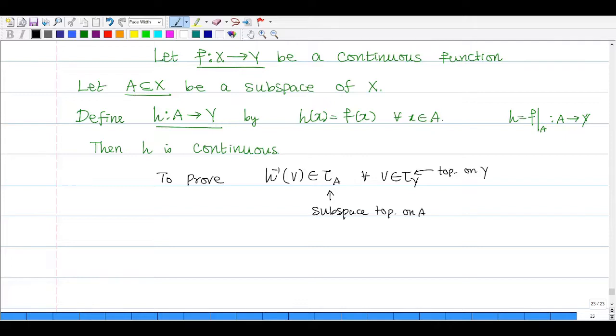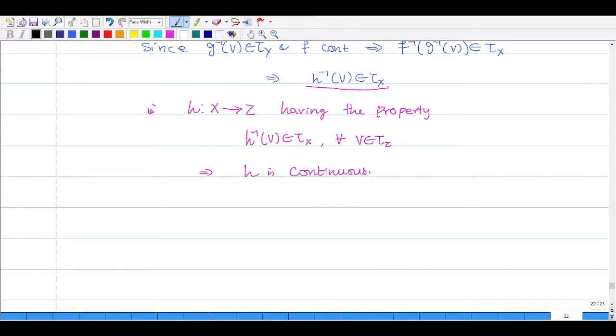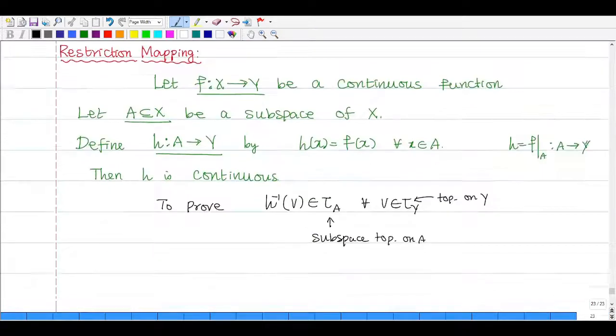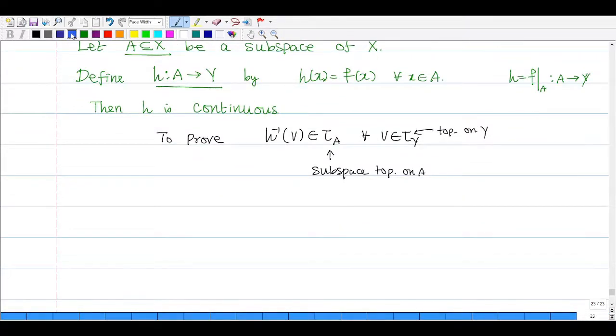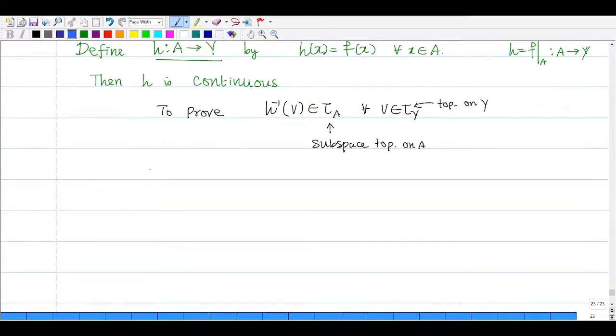Because in the previous theorem we already showed that the composition of two continuous functions is continuous. So this restricted function may be considered as a composition of two maps. First, consider the inclusion map J, a function from A to X, defined by j of x equal to x for every x belongs to A. And we know that this is continuous.